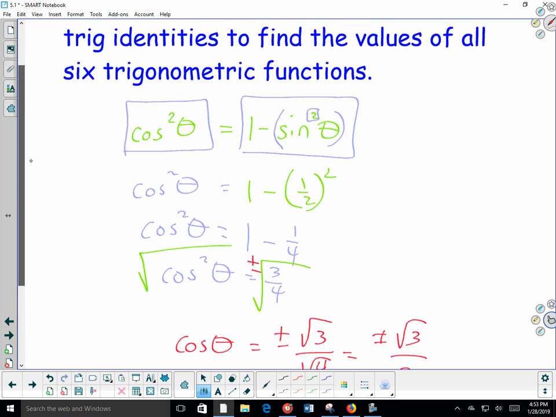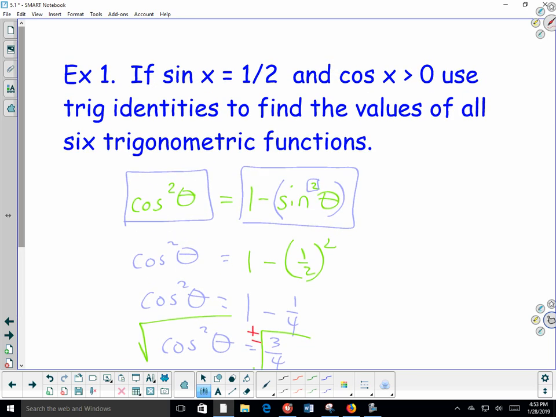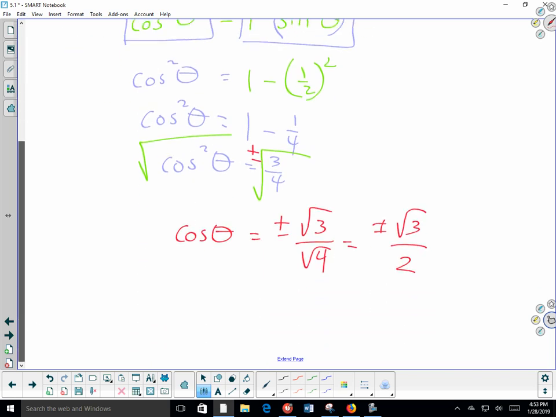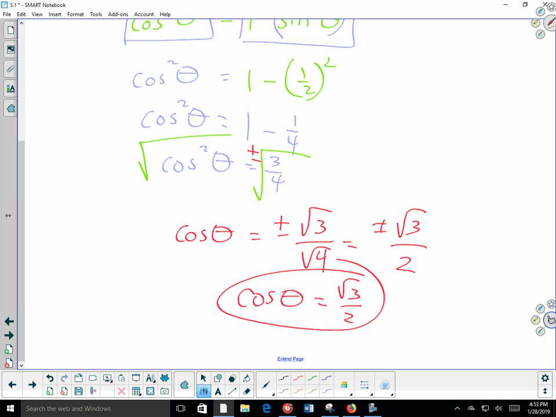But they did give us a little bit more information. They said cosine of x is actually greater than 0. So I know that I don't need the negative, and my answer is really going to be cosine of theta equals square root of 3 over 2. So there's my first one. We already know what sine is. Now we know what cosine is.